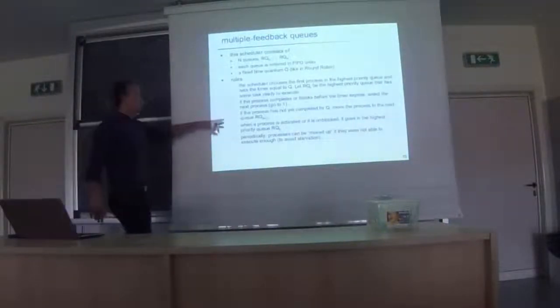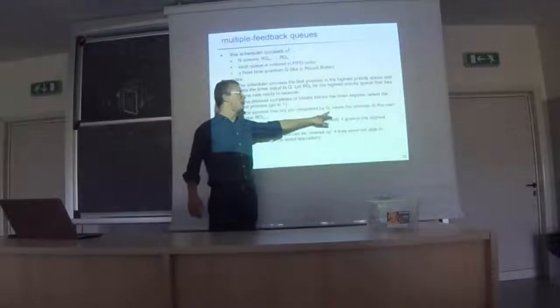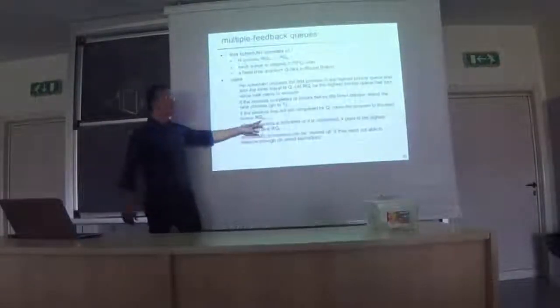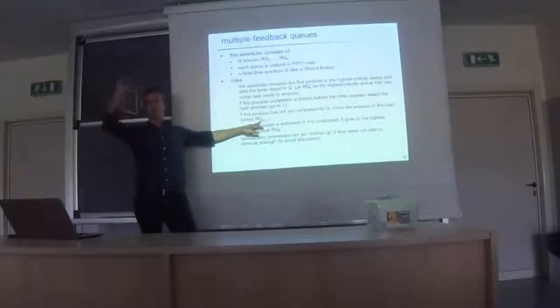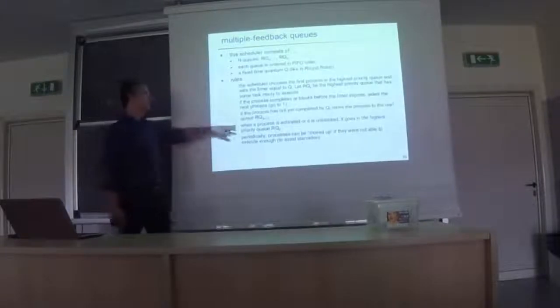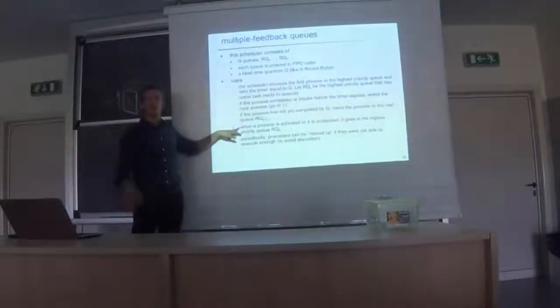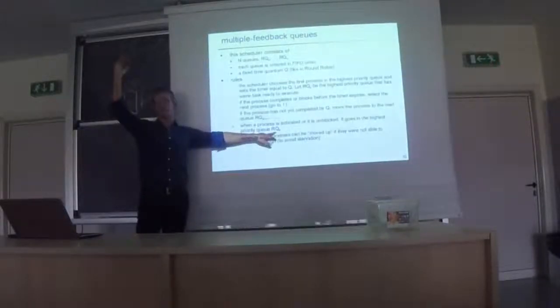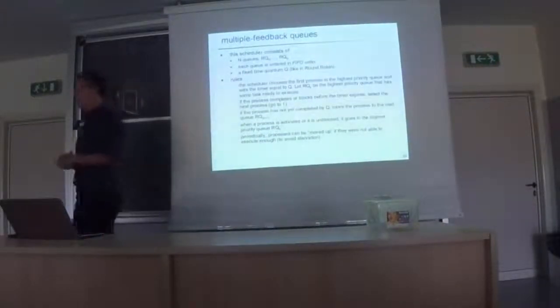If instead this process did not complete by Q, like I said, we move the process to the lower priority queues. If it was priority 3, then it goes down by 1, which is 4, and 5, and 6, and 7, and 8. When a process is activated or unblocked, it goes to the highest priority queue, RQ0. So why do we do that?